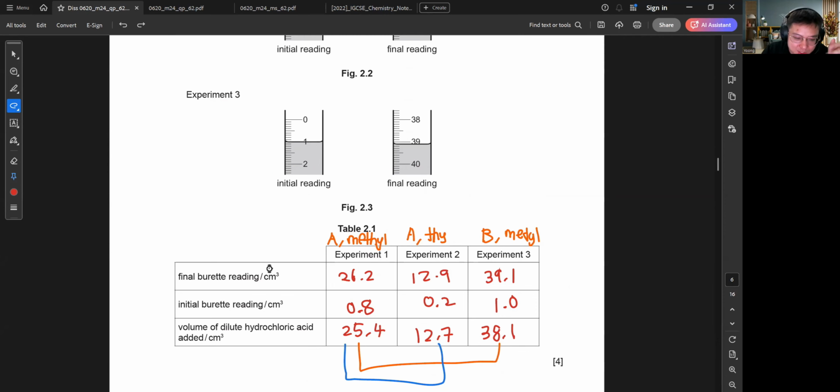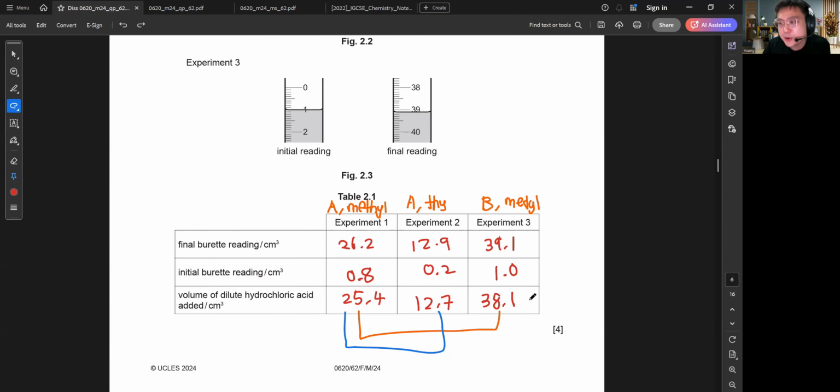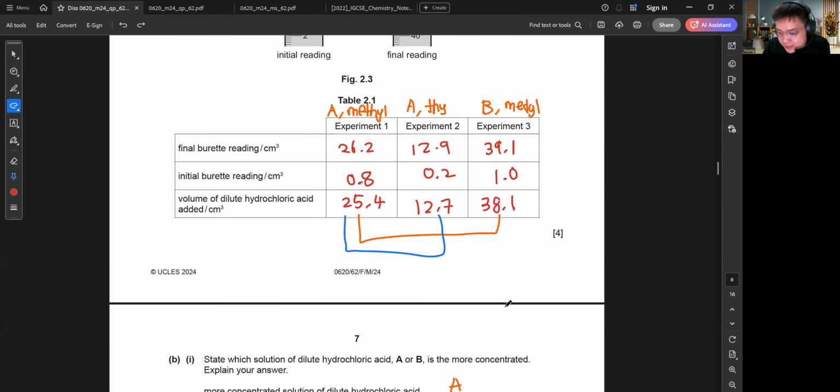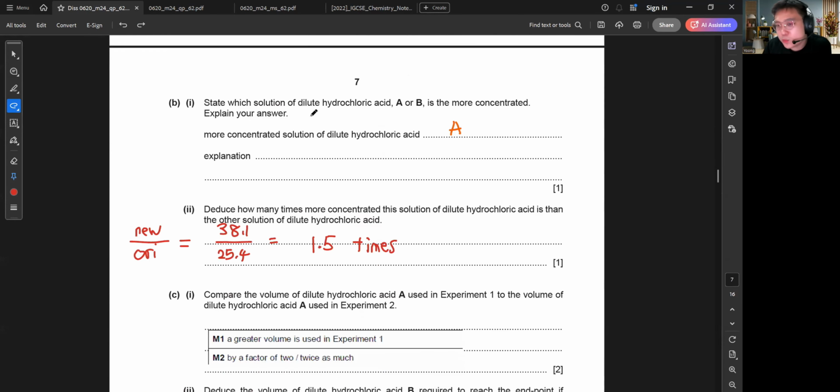You can pause the video and slowly try it by yourself. I don't think it should take that long. And then let's continue. State which solution of dilute hydrochloric acid, A or B, is more concentrated. If it's more concentrated, then you don't need as much, right? You just need a lesser amount and it would already have turned into acid. That means we would need less.